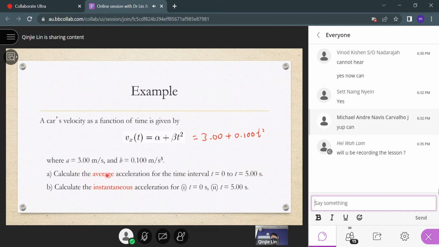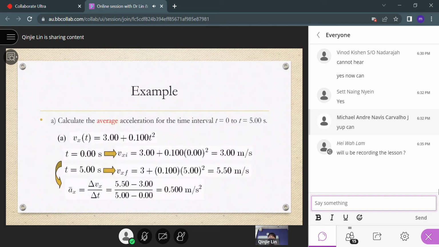So you see, when they ask you to calculate average, it will be a time interval. When you have to calculate instantaneous, it will be at a particular point of time. That's why just now I said, let's say we never put the instantaneous word here. We say calculate the acceleration at t equals to 0. You must know that it's referring to the instantaneous also, because that's at one particular point of time.